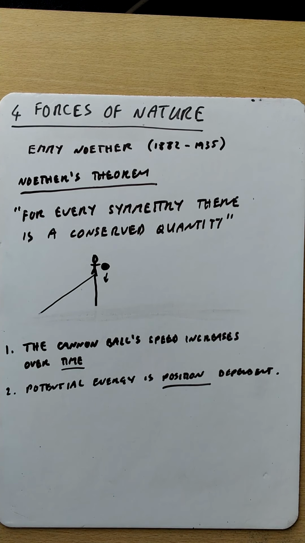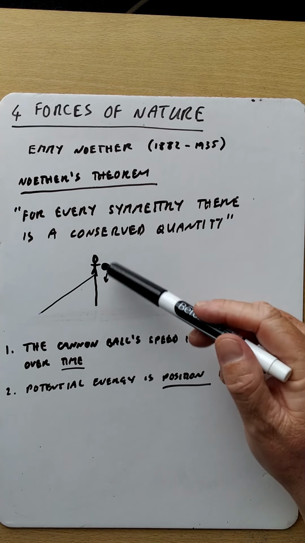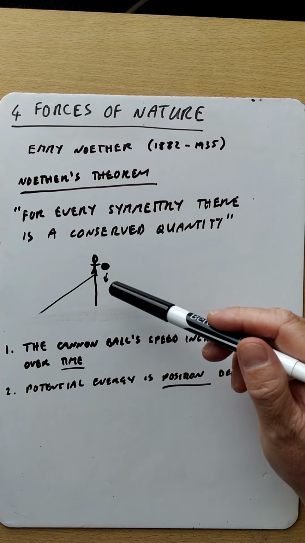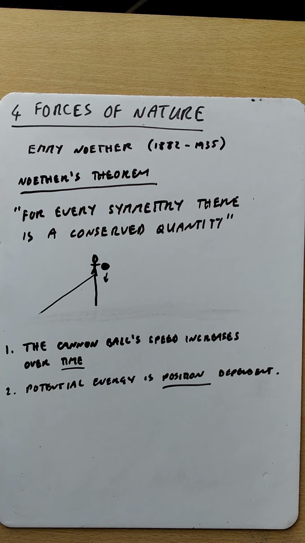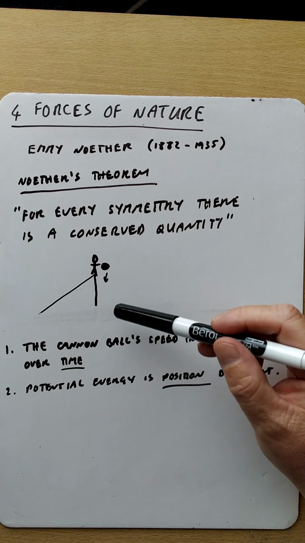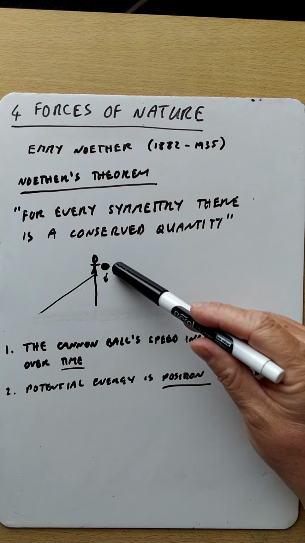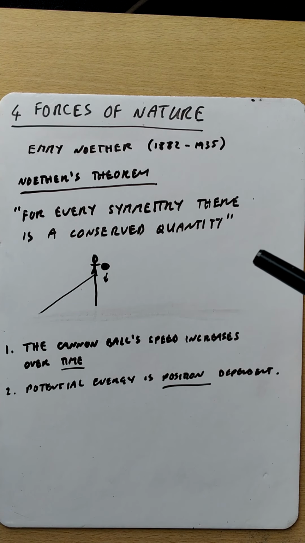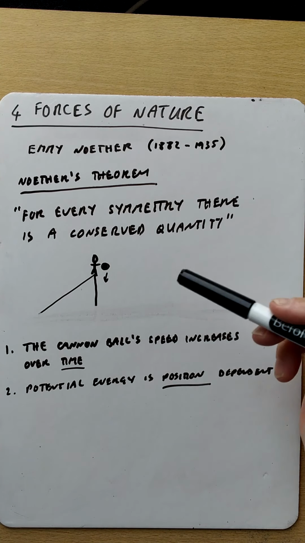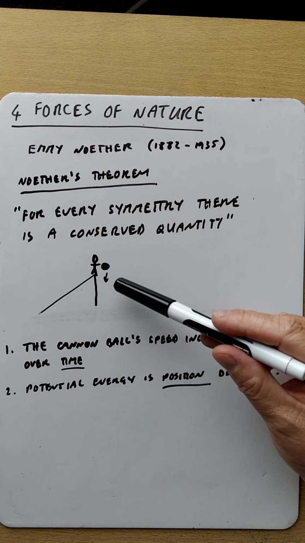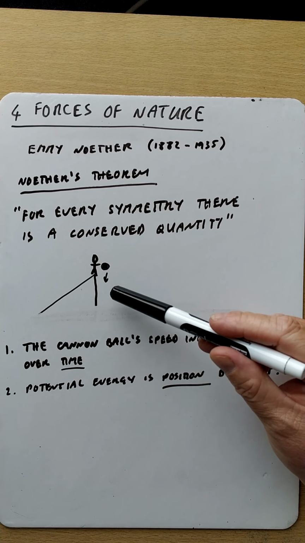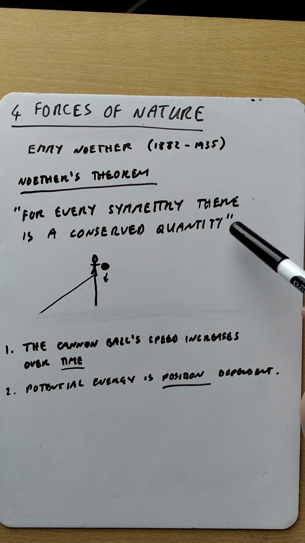This is the essence of Noether's theorem. You have something that changes over time because of some asymmetry in the situation. Conversely, when you see that the situation is symmetric, as it is now, the time-varying quantity, the speed of the cannonball, stops varying. In other words, it is conserved. This is Noether's theorem. For every symmetry, there is a conserved quantity.